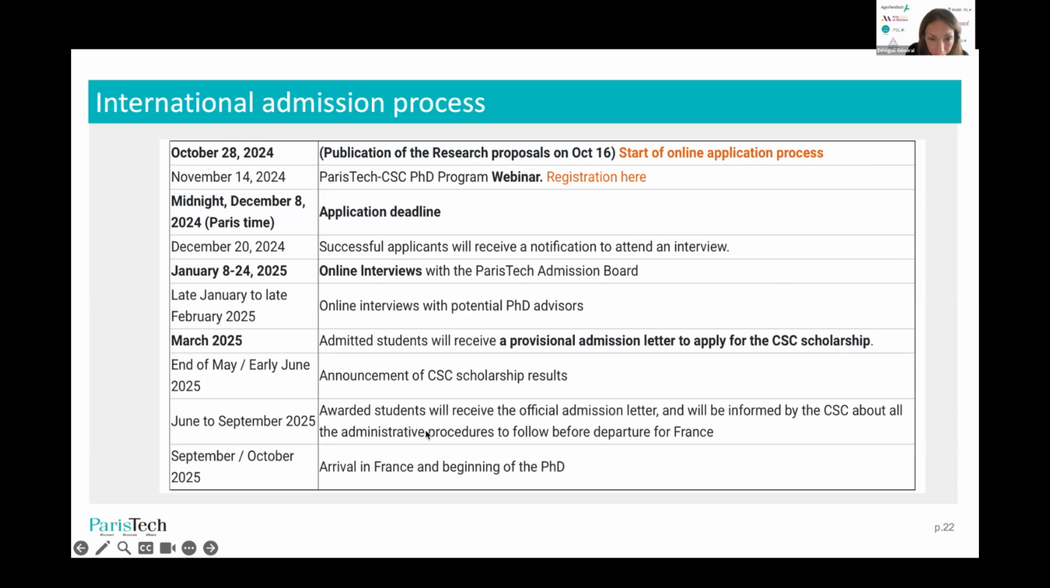And usually, you can have the results for the scholarship, it's important, at the end of May or early June, and an official admission letter from June to September. So you can already plan to come to France for September or October 2025 at the latest.